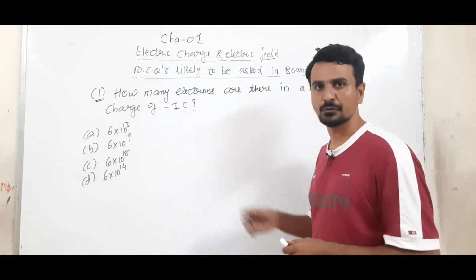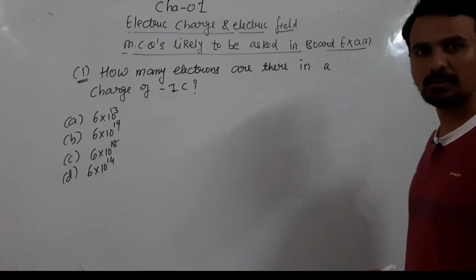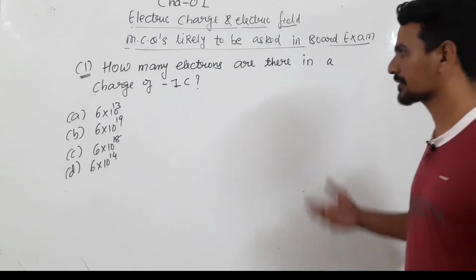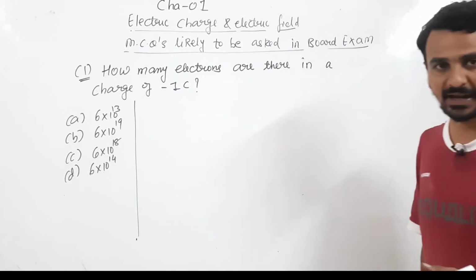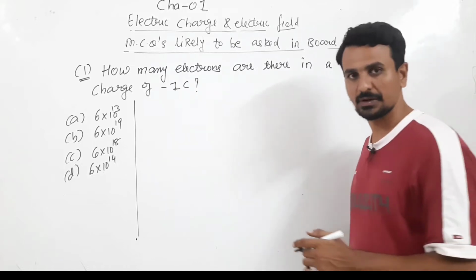So this is your first MCQ. How many electrons are there in a charge of -1 coulomb? Of course, the question is from the textbook only. So you have to find the number of electrons present in a charge of -1 coulomb.